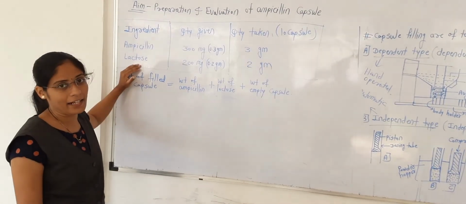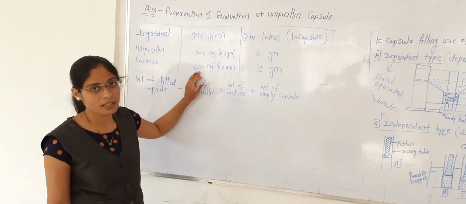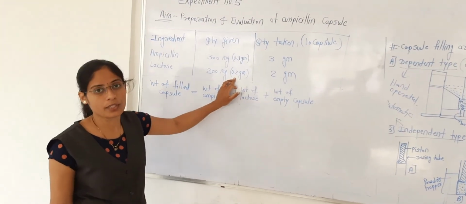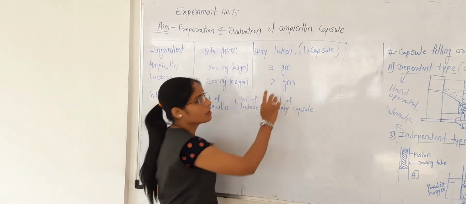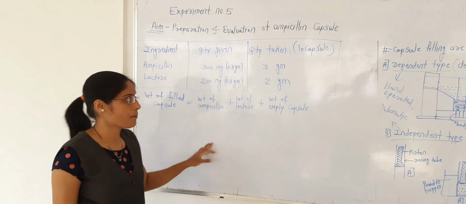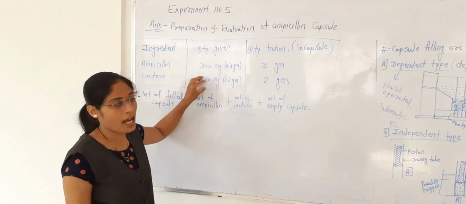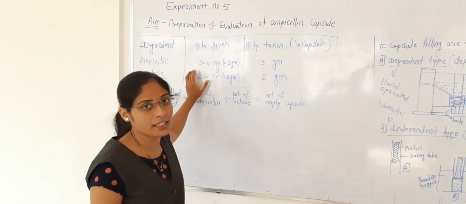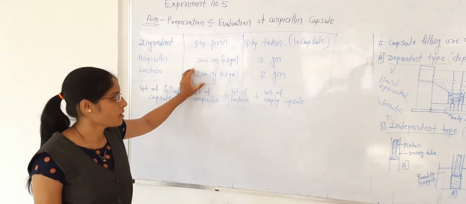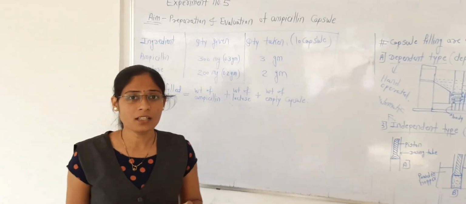Second ingredient, lactose. Lactose we can use 200 milligrams, that is 0.2 grams, for one capsule, and for 10 capsules we can use 2 grams of lactose. It means a total of 500 milligrams of medicament we can fill in one capsule. Okay, here in the procedure of capsule filling we can use that.